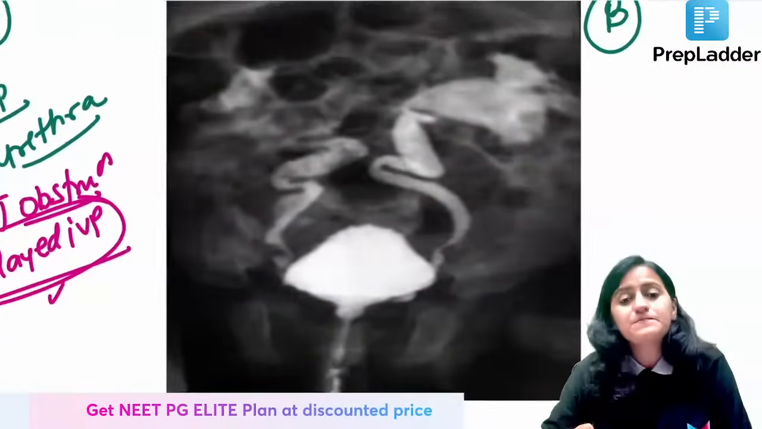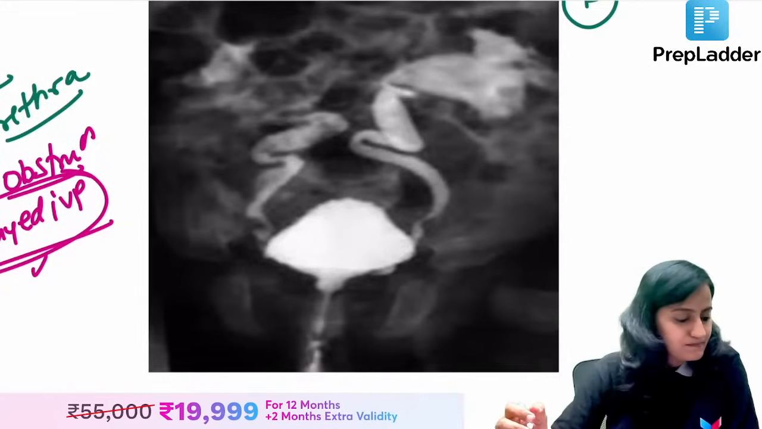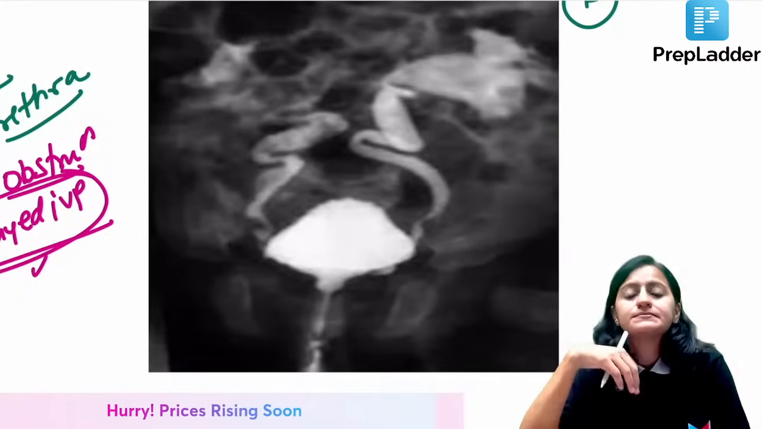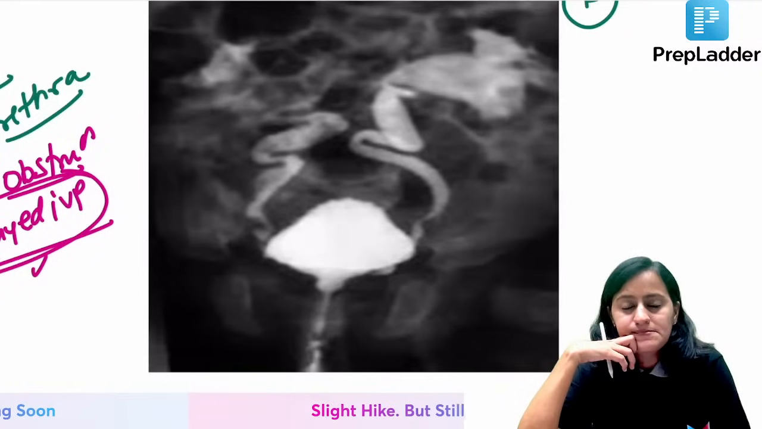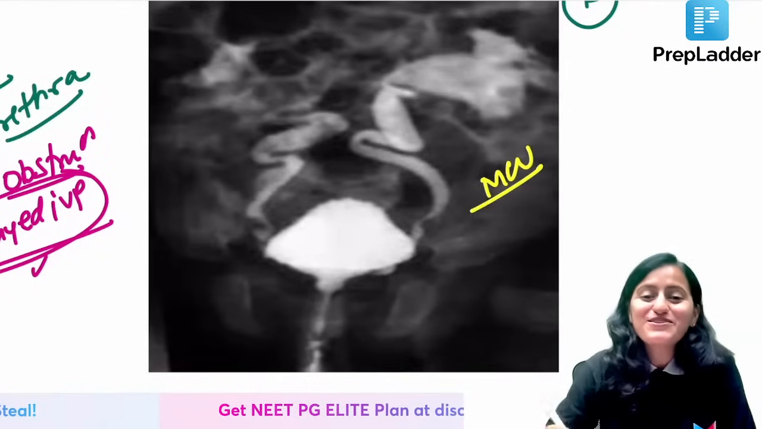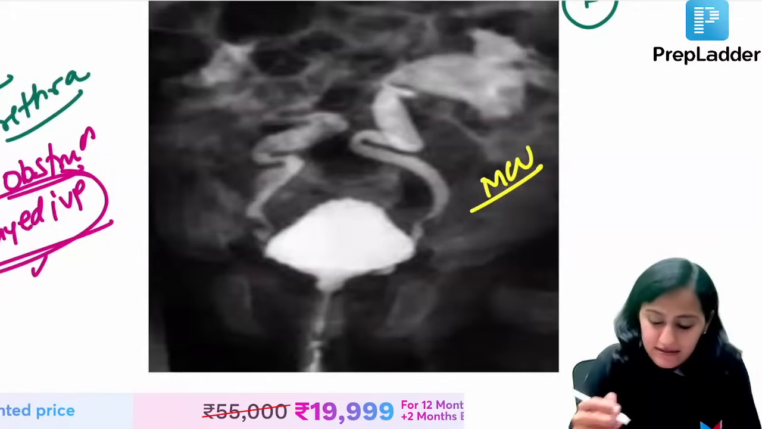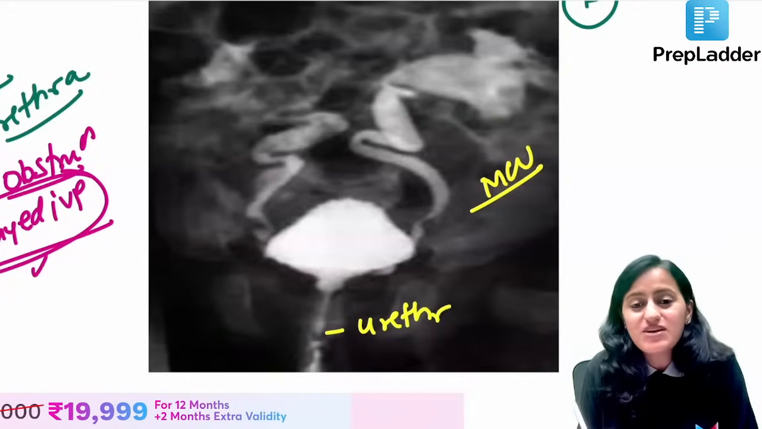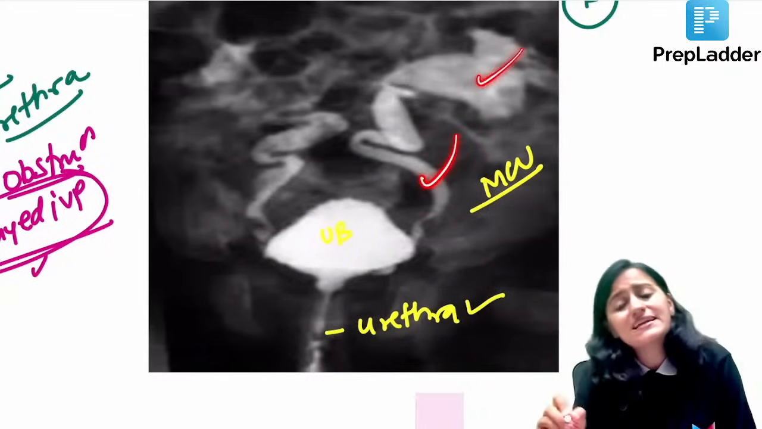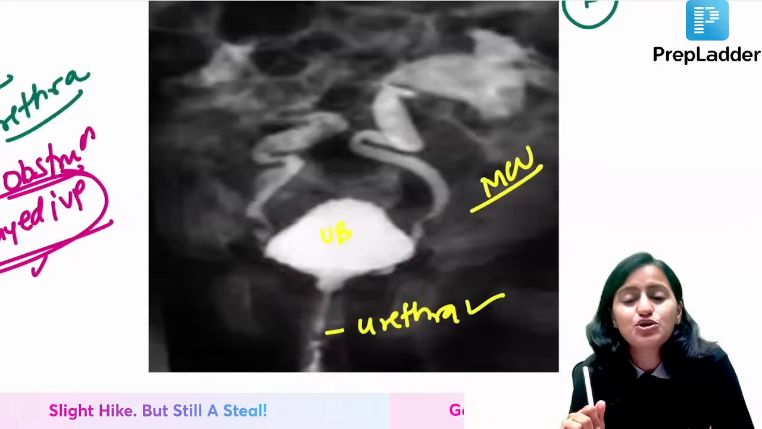Look at this one. Is it an IVP image, guys? Is it IVP? Yes or no? Is this IVP here? Very good. This is MCU. How do you know that it's not an IVP? Because you are seeing the urethra here, right? In IVP, you do not see urethra. You can see the urethra here. You can see the bladder here. You can see the ureter and kidney also. So what is this? Basically, this is micturating cystourethrogram.